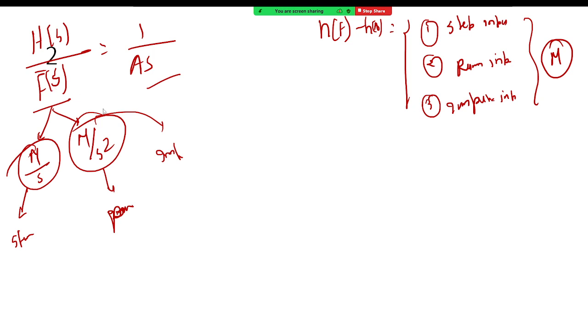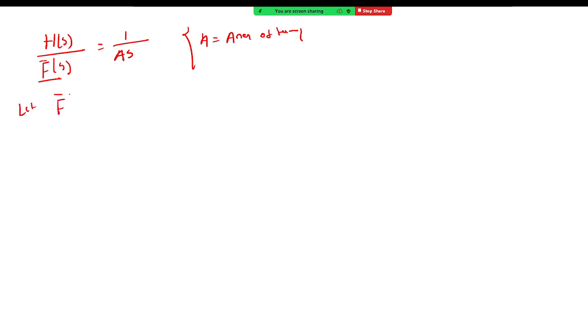Once we get this formula, H bar(s) upon F bar(s) is 1 upon As, where A is the area of the tank. So this is our input, this is our output. Let F bar(s) equal M by s. This is a step input of magnitude M.